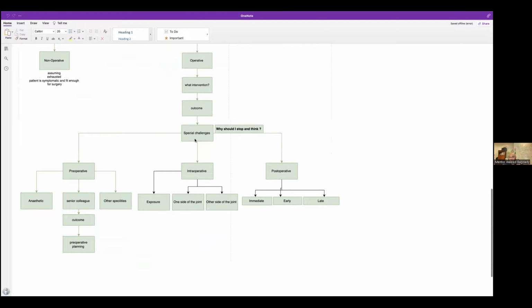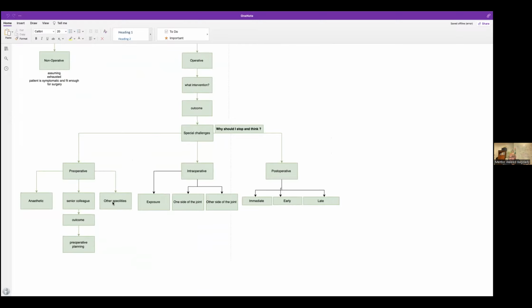Then this is a very essential part, because most cases in the exam are like that: cases that are not straightforward. Why should I stop and think? Why did this case specifically come to the exam, or come to real life? Then you recognize there are pre-operative challenges, including anesthetic, senior colleagues, or other specialties.